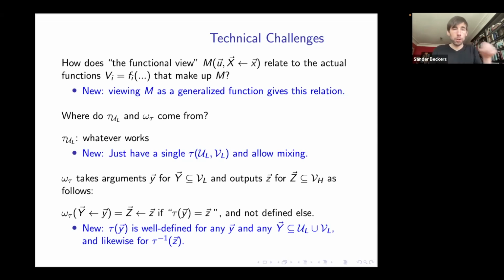Then there are these additional functions that we required for the exogenous variables and for the interventions. First of all, we never focused too much on the exogenous variables initially. Now it seems more sensible to just have one tau, which maps from exogenous and endogenous variables together to the high level, because you might want to allow mixing. In particular, what you might want to allow is that some exogenous variables are marginalized away. That wasn't possible previously because that would introduce non-determinism. I'm getting ahead of myself, but we'll see why that becomes possible in the new perspective. So we just have one tau function.